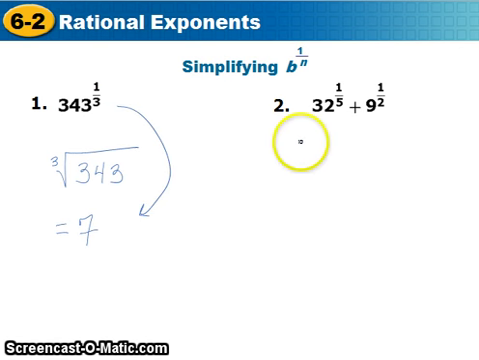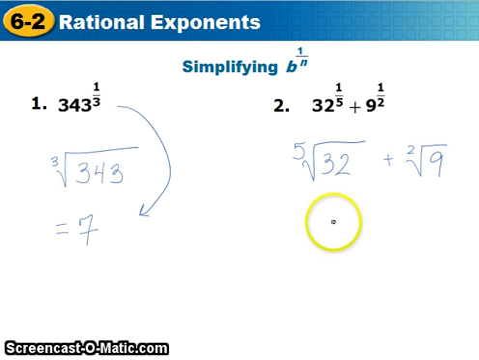Now a little bit more complicated would be 32 to the 1/5, so that's the fifth root of 32. And then I have plus 9 to the 1/2, which is the square root of 9. The fifth root of 32 is just 2. And the square root of 9 is 3. So this expression can be simplified to 5.